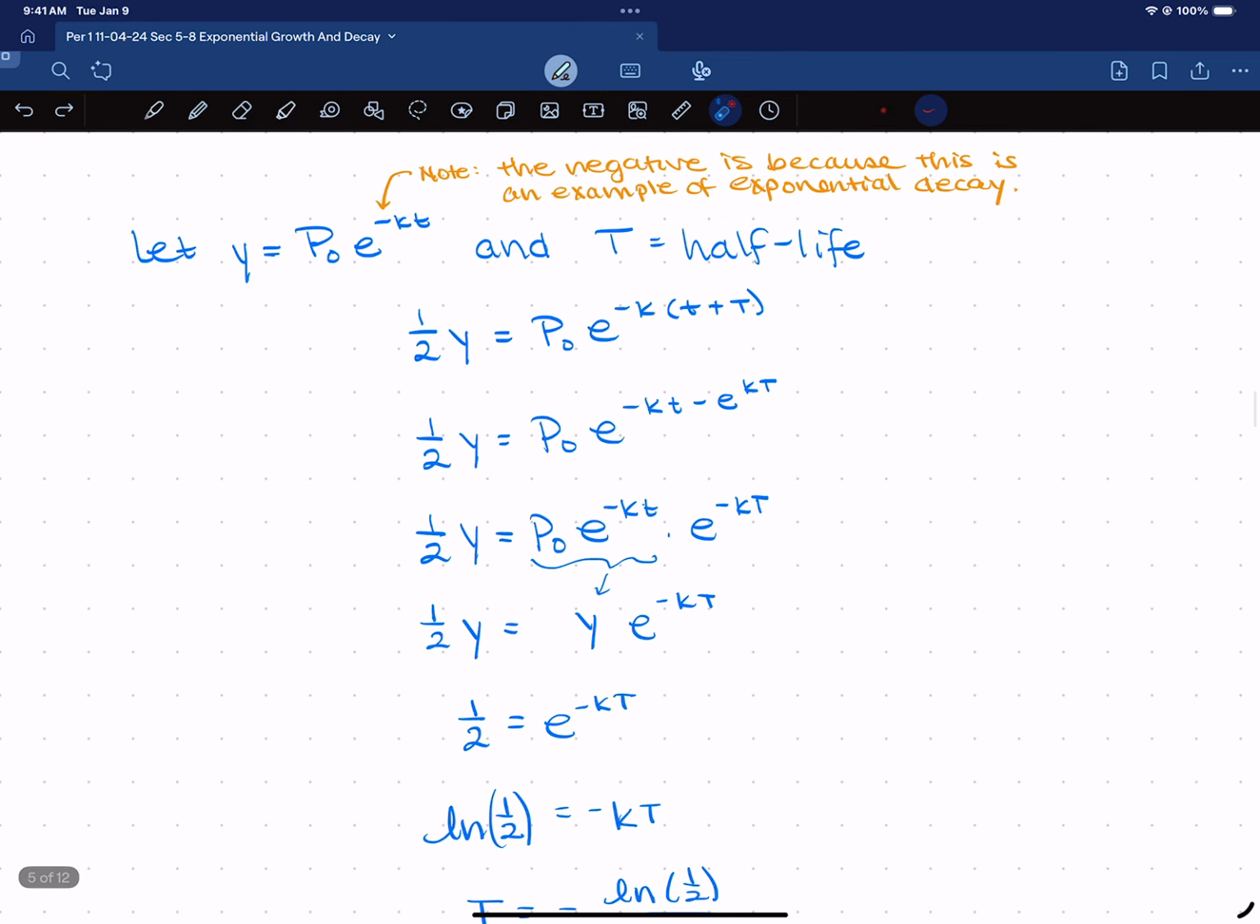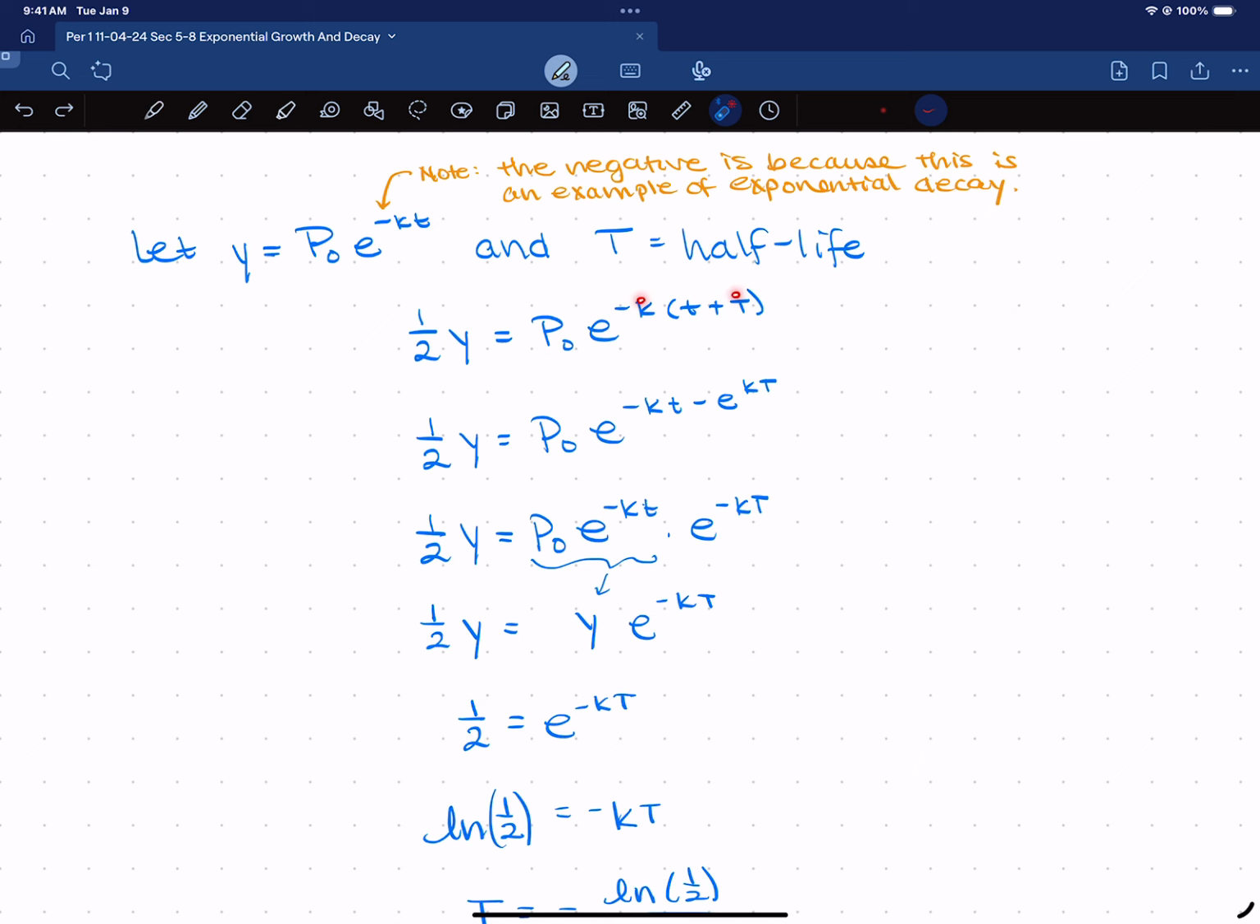All right, so this time we're talking exponential decay, so I am going to put the negative here. And we're going to let capital T be the half-life. So this time we're talking about capital T units later, we're going to have half the amount present left. And then we'll do the same kind of thing we did before.